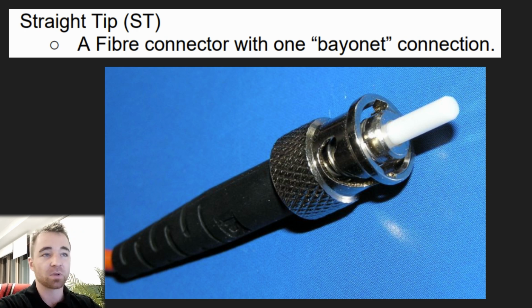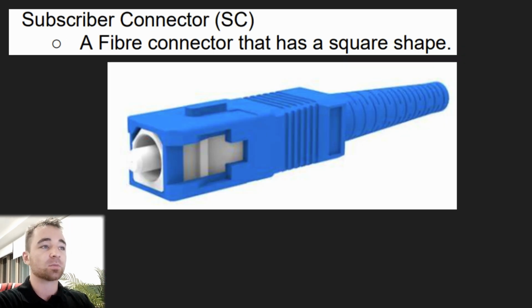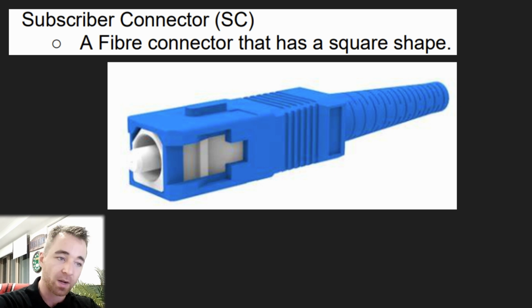Alrighty, straight tip is a fiber connector with one bayonet style connection. So I just simply remember this one. It's a straight tip. It's very straight. It looks like you might get stabbed with it if it were to hit you. You then also have subscriber connector, or SC, which is another fiber connector that has a square shape. I remember this simply by thinking SC is square.